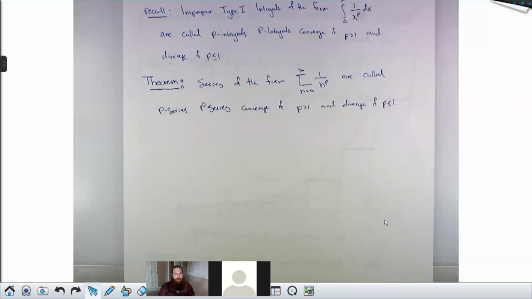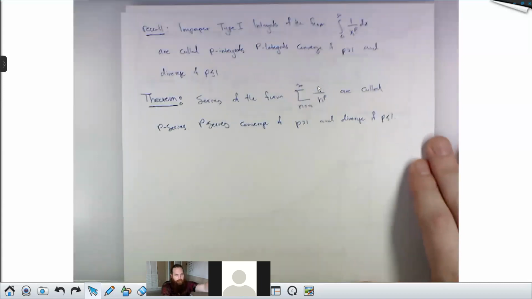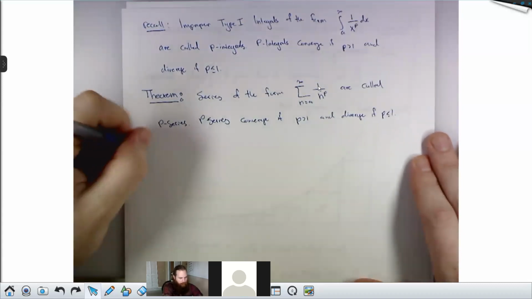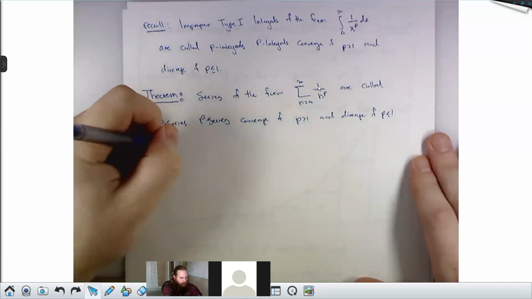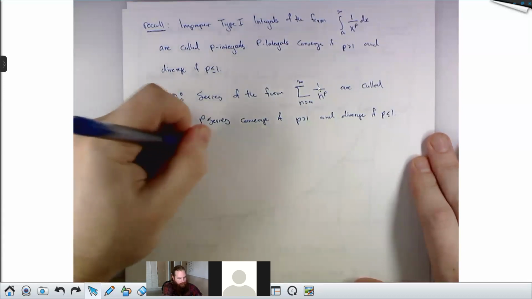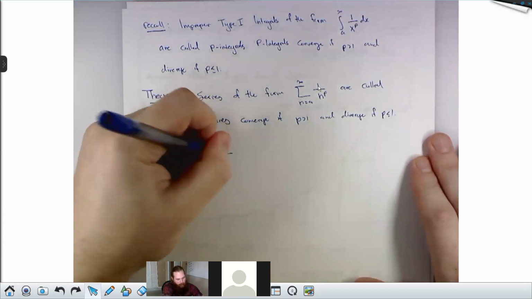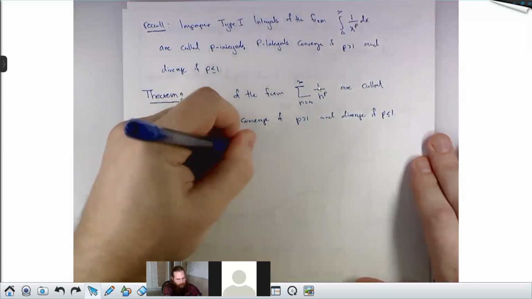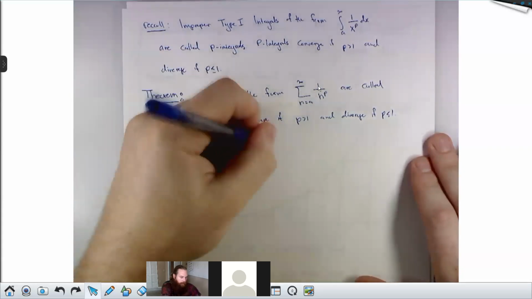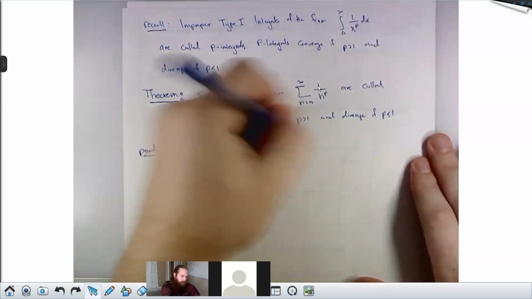You can imagine how we're going to prove this theorem. We're going to use the integral test to relate a series like this back to an integral like that. So I will prove this for you. This is an easy proof. Let S be sigma n from a to infinity, 1 over n to the p. Use the integral test.